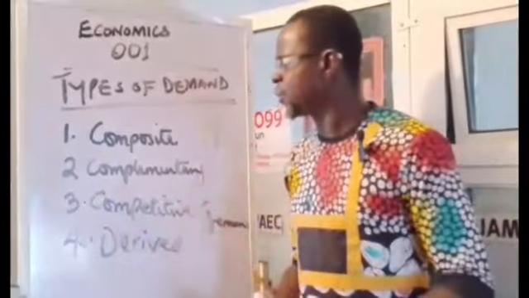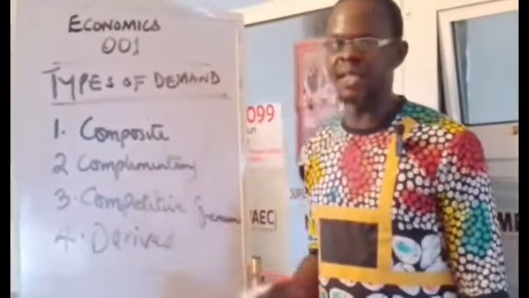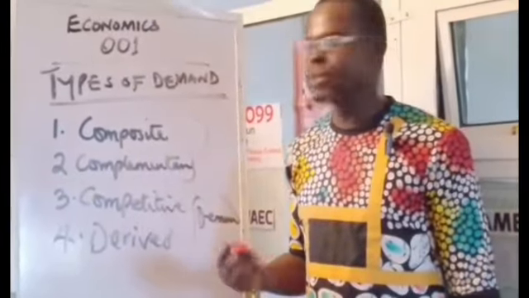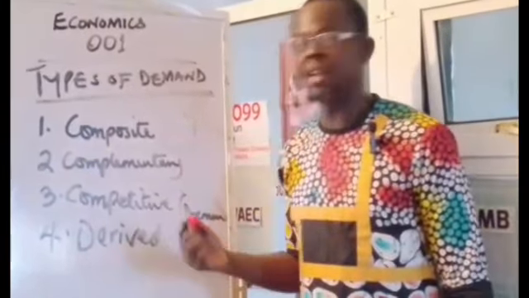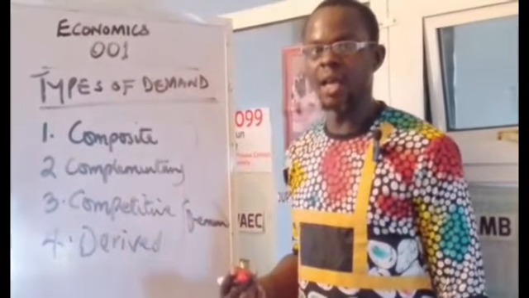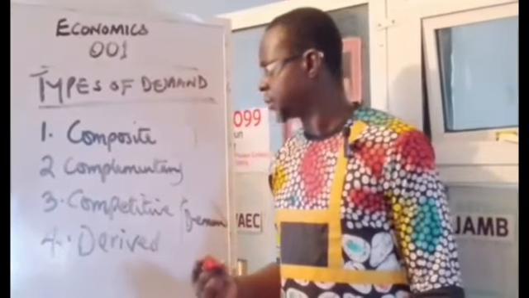Another good example of a commodity that is in composite demand is timber. Timber can be used to produce pulp. It is used in building. It is used in generating energy and making of papers.